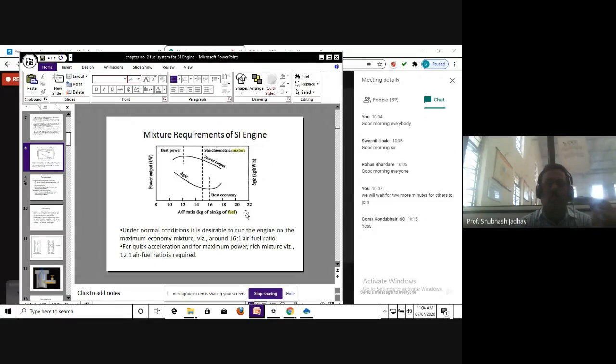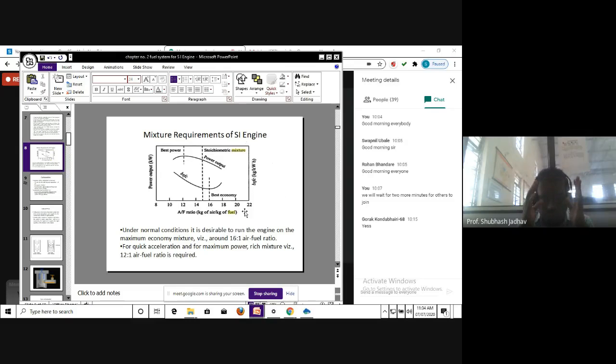So basically, what you need to understand is that sometimes it is a leaner requirement. When we say it is leaner, we mean more air, and when we say richer, it is more fuel. So either a lean mixture or a rich mixture will be required as the conditions change, and that has to be satisfied by your fuel system.